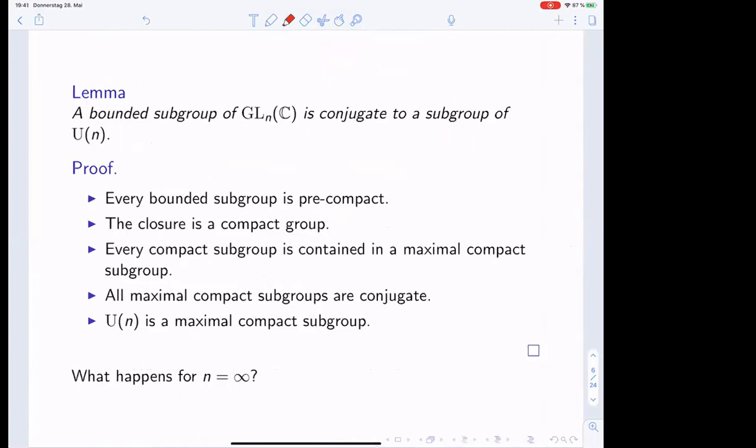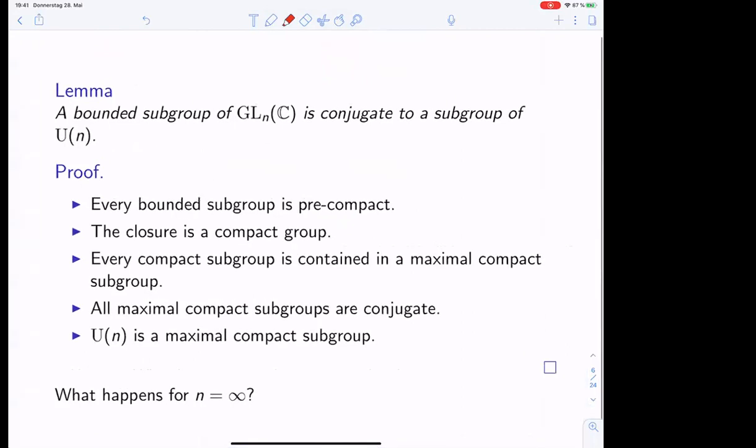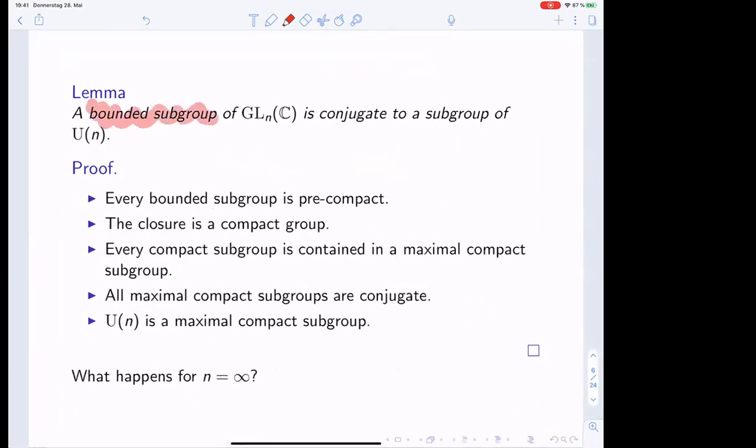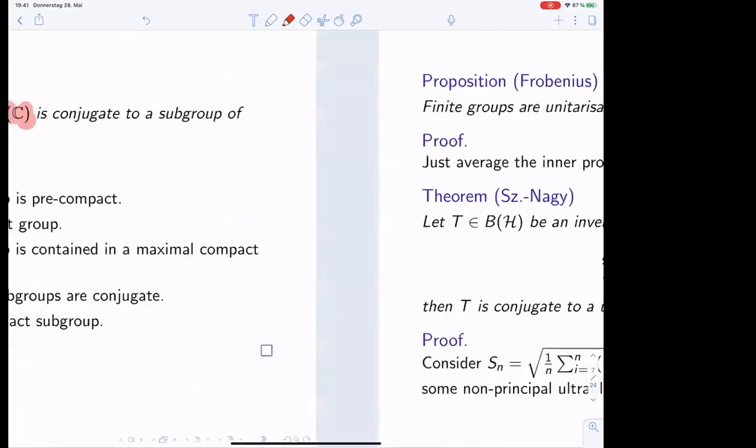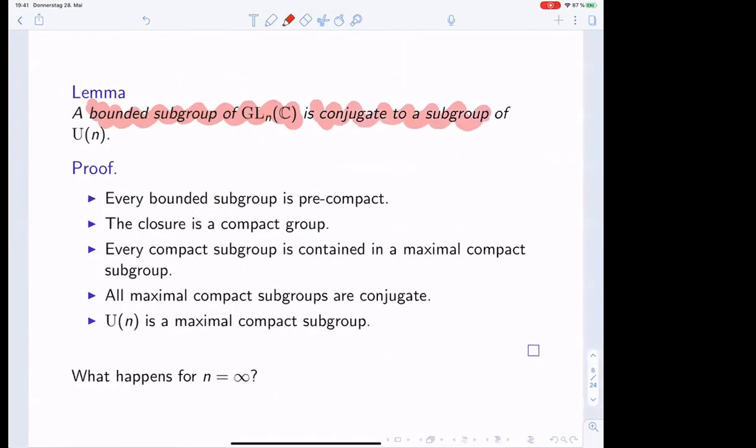And there are a few facts that are known from linear algebra or from finite dimensions. So for example, if you have a bounded subgroup of GL_n(C), like the image of a uniformly bounded representation on a finite dimensional Hilbert space, then this will be conjugate to a subgroup of unitary matrices. And the argument uses a few facts that are really finite dimensional. The first observation is that every bounded subgroup in this situation is precompact.